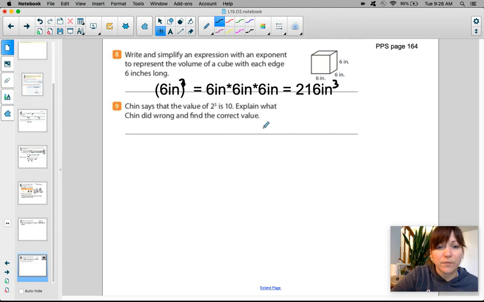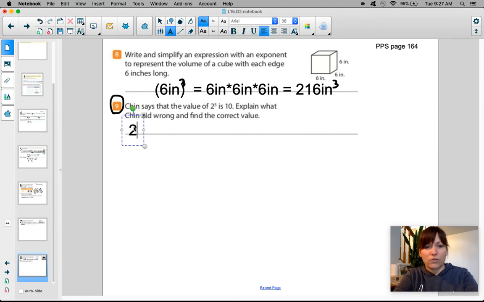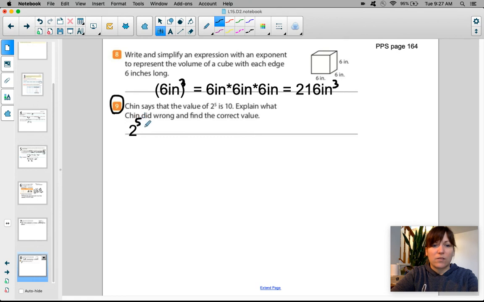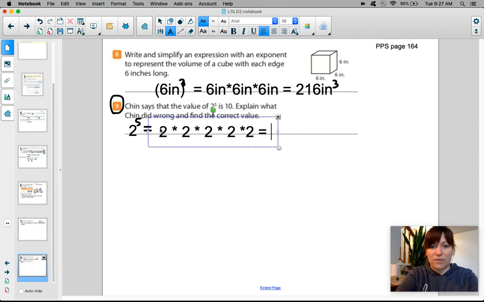Hopefully you got 216. And again, this is a repeat question with different numbers. Chin is making the same mistake as Matt. 2 to the fifth power is 10. Nope, he did not use the exponent the right way. So correct the value, 2 to the fifth power. I'm going to write in that exponent because that's easier. 2 to the fifth power equals, let's get my typing in there, 2 is the base, and it is appearing 5 times. That is very different than 10.